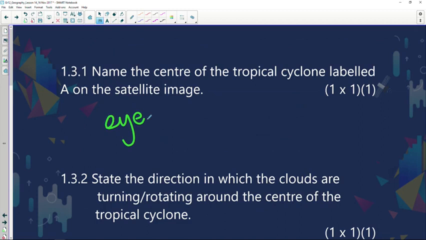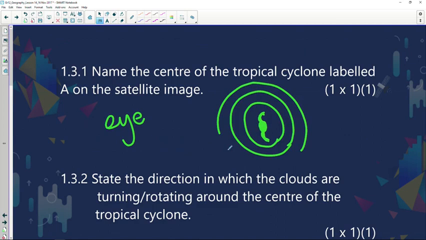Now I'm just going to throw it in here. This is a satellite image, so it's basically like a photo. If we look at the synoptic chart, what's the eye going to look like? It's a symbol looking like this, surrounded by perfectly shaped round isobars and a pressure below 1000 hectopascal.